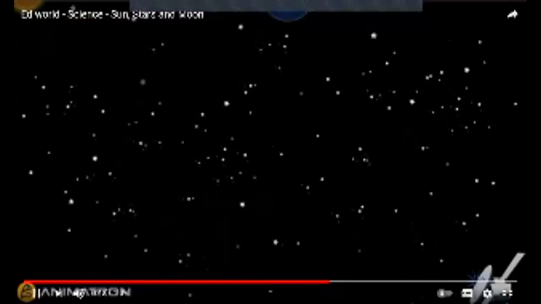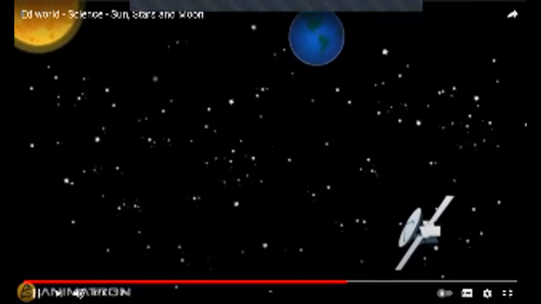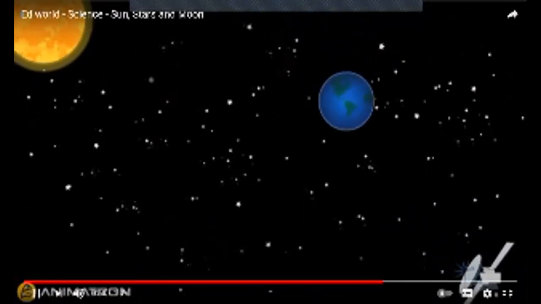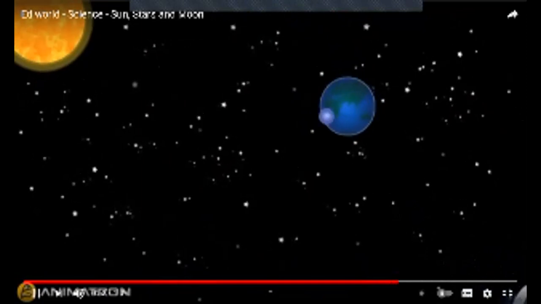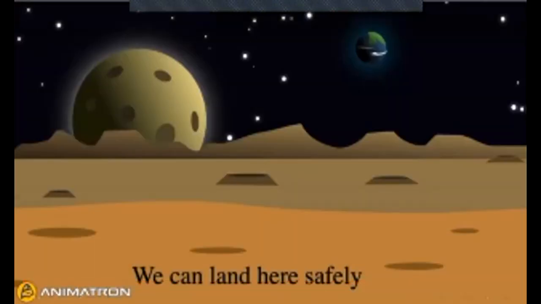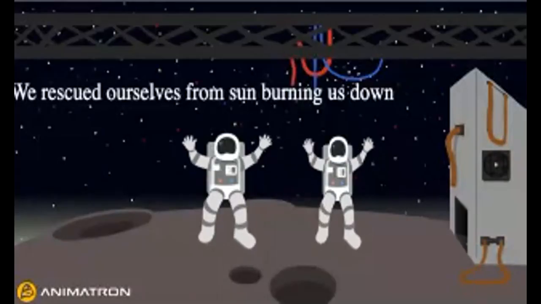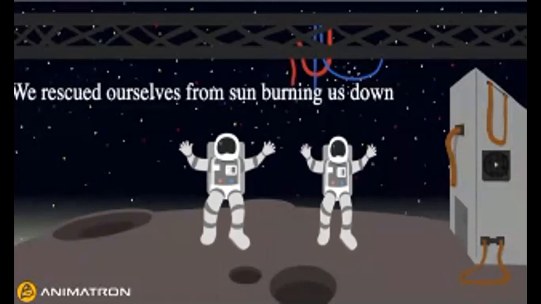Astronauts can visit space, but they must always stay away from the sun. They always stay away from the sun because when the sun comes over there, it's very hot, and when the sun comes further, they cannot survive. They wait back, away, because they know it's dangerous to stay close to the sun. We can land safely on different planets, and we rescue ourselves from the sun burning us down.